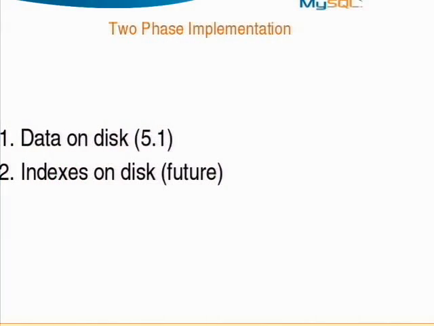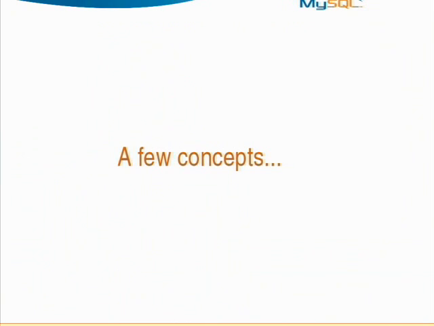So in 5.1, we have data on disk, and we'll have indexes on disk in the future. Naturally, you do your indexes differently if you're implementing indexes in memory or disk. So what we're going to have to do now is have a good, solid disk-based index implementation as well as supporting indexes in memory. So you get a lot of options here.